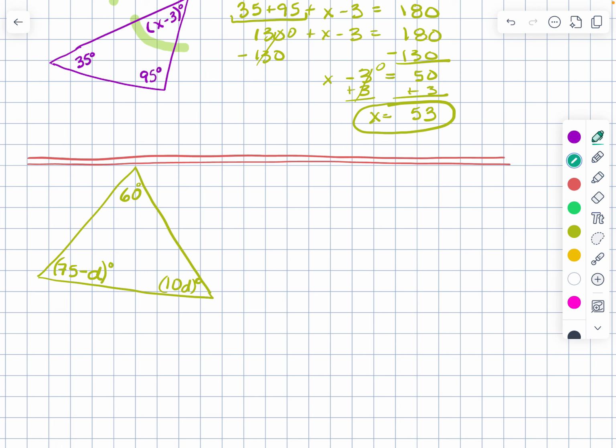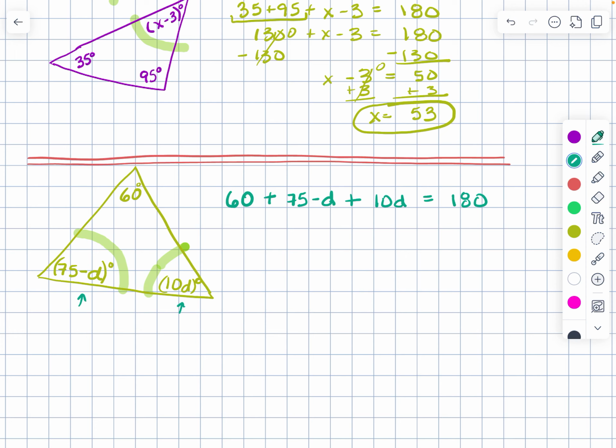Okay, and let's do this last one. Again, this one's a little bit different than the other two. I'm just trying to give you some examples of what you might see from your teacher. They're always pushing you to do more, right? So we've got the D in both of these angles, but you'll see it's going to work out the same as the other two problems. So we've got 60 plus 75 minus D plus 10D, and that is equal to 180.